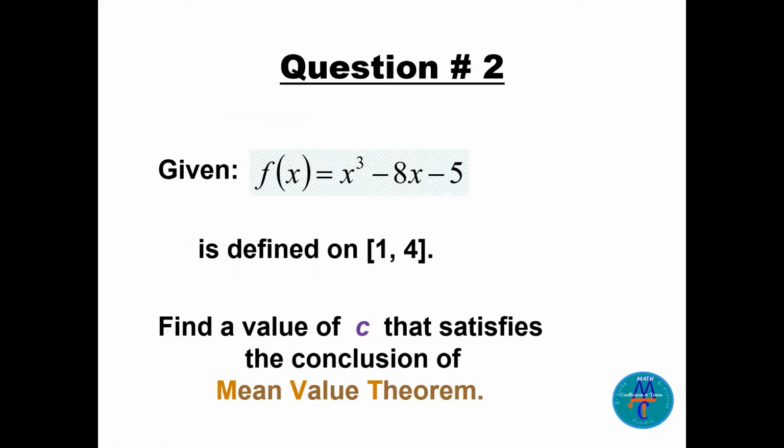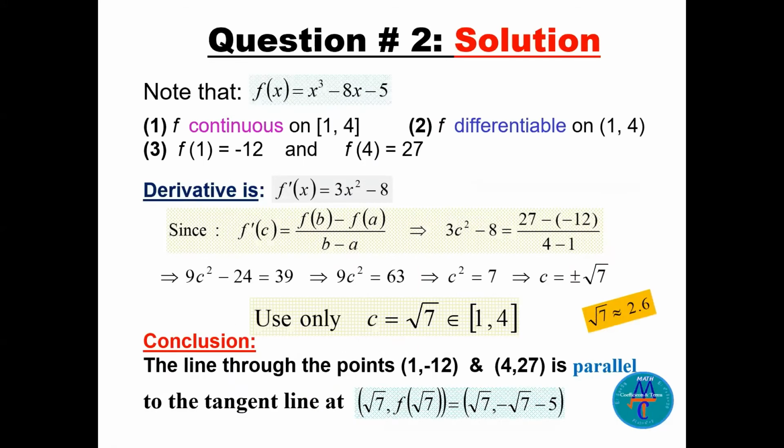Question number 2 says the function x cubed minus 8x minus 5 is defined on the closed interval 1 to 4. Same idea, find the value of c that satisfies the conclusion of the mean value theorem. We check that f is continuous, it's a polynomial function also, on the closed interval 1 to 4. F is differentiable on the open interval 1 to 4. We find f of 1, replace 1 here in the function, it will be minus 12, and replace 4 in the function, it will be 27.